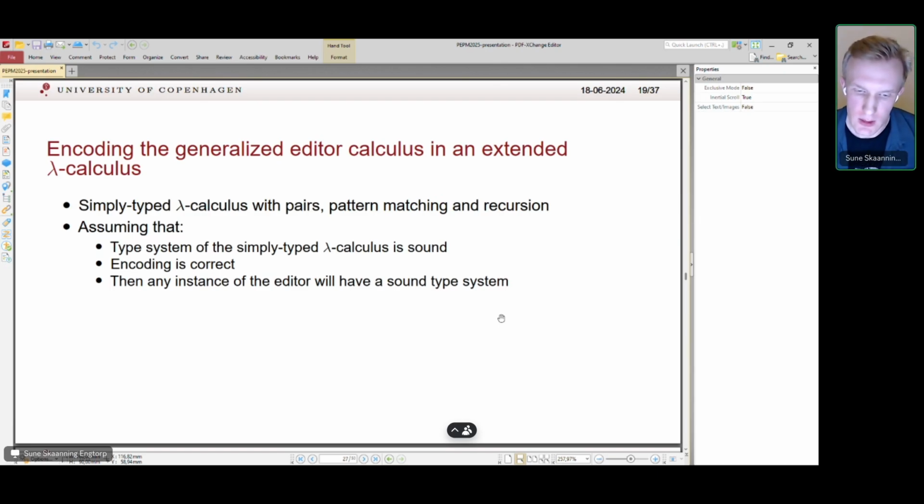So having the generalized editor calculus, we will now show how to encode it into a simplified lambda calculus with pairs, pattern matching, and recursion. And assuming that the type system of the simplified lambda calculus is sound, and that the encoding is correct, then any instance of the editor will have a sound type system.